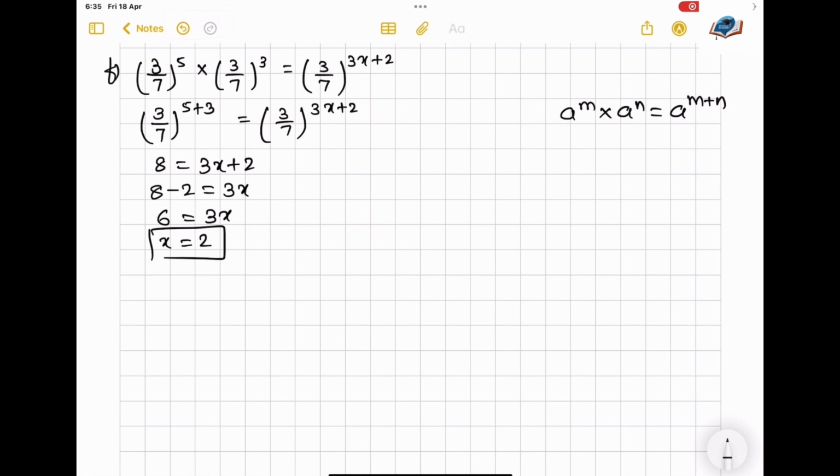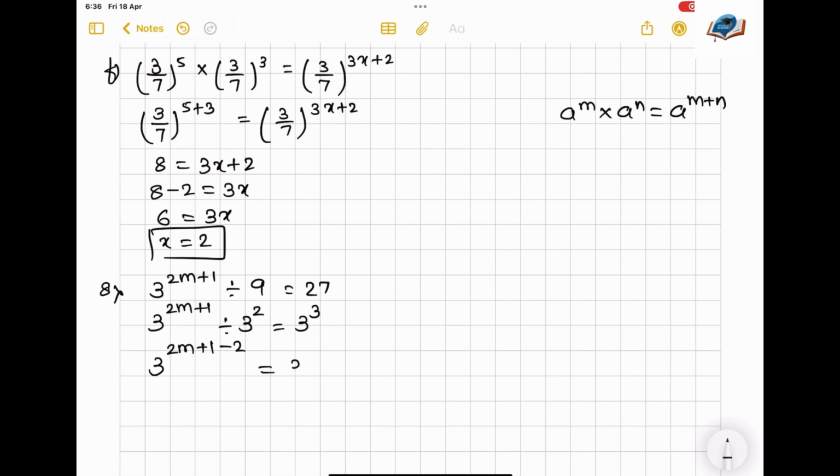Now 8th question says find the value of m. 3 raised to 2m plus 1 divided by 9 equal to 27. So I can write 3 raised to 2m plus 1 divided by 9 as 3 square, and 27 means 3 cube. So 3 raised to 2m plus 1 minus 2 equal to 3 raised to 3. So base are same, so power should be same.